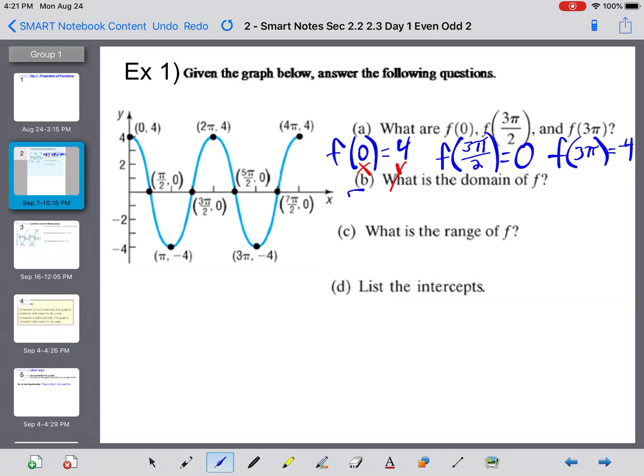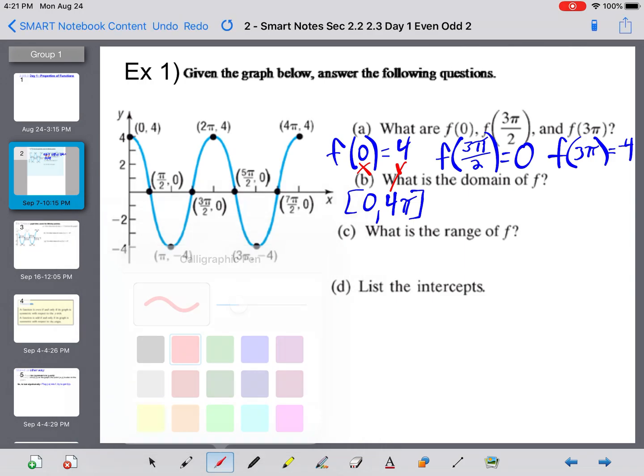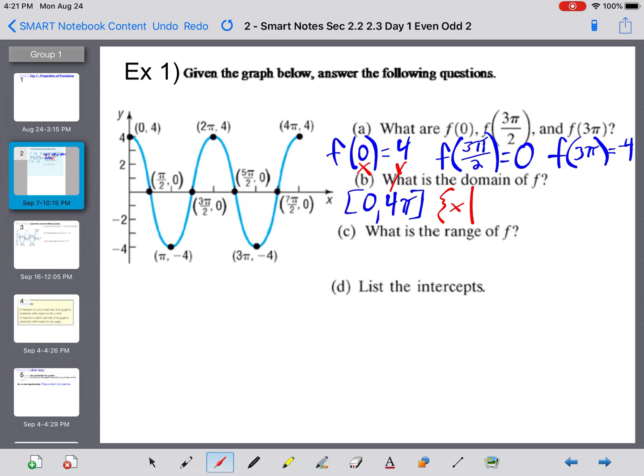So this domain starts at 0 with a bracket because it's a solid point, all the way to 4 pi. That is interval notation. Set notation, we'll show this as well, just to get some practice. Values of x such that x is between 0 and 4 pi. You might recognize this compound inequality: x is greater than or equal to 0, and also less than or equal to 4 pi. So there's my set notation.